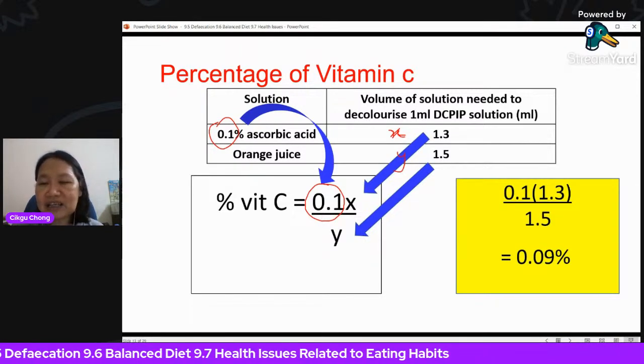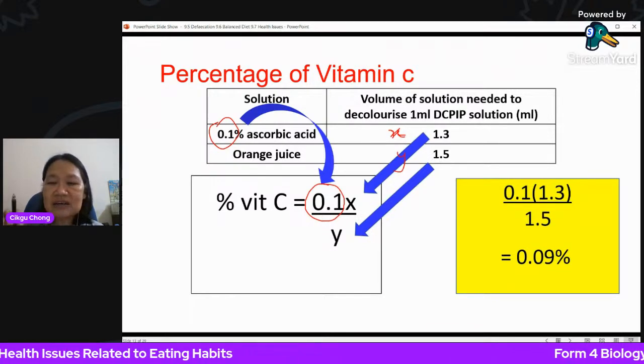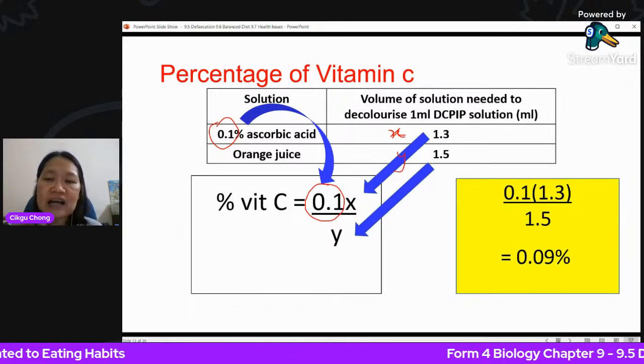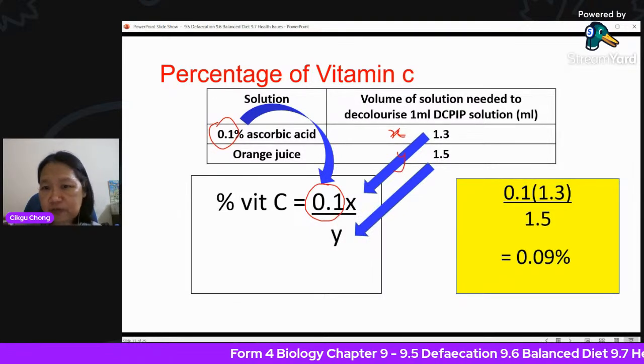Okay, I'm just cutting time. So 0.1 times 1.3, and then divide by 1.5, your answer is 0.09%. Okay, just leave it in percentage form.